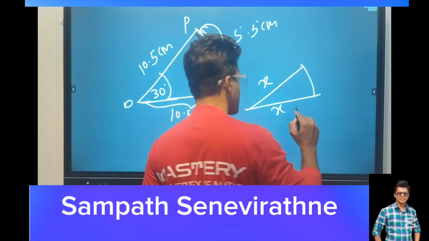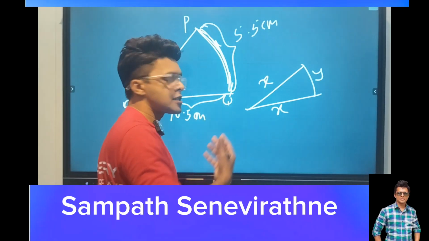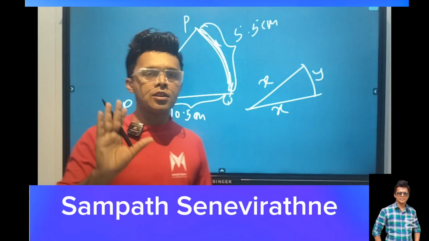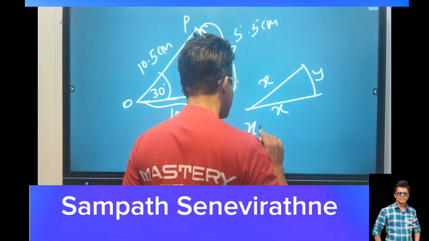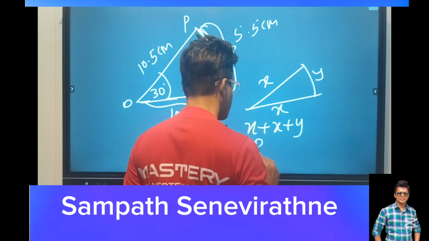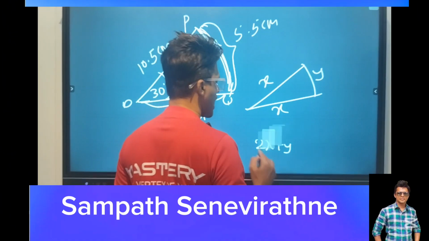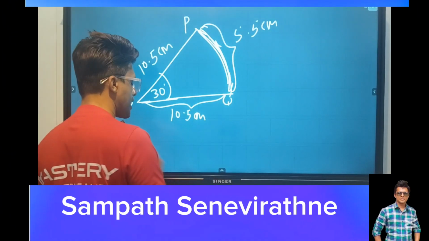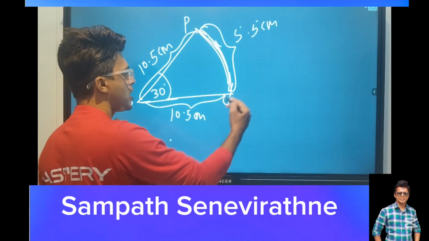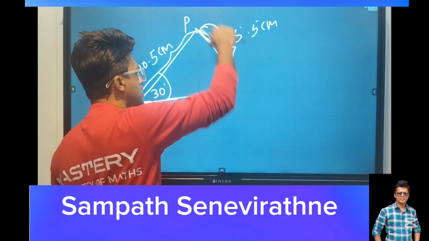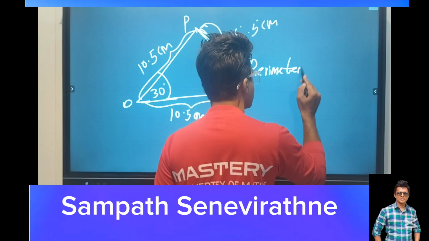If this is x and this is y, you could get the perimeter by adding these values. You know the idea of getting the perimeter of a plane figure. So you add x plus x, 2x, then here y. Likewise, you are able to get the perimeter of this sector by adding these values. Here 10.5, here 10.5, here 5.5. This value plus this value plus this value.